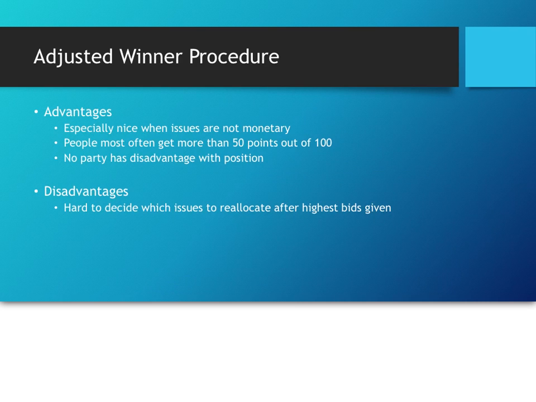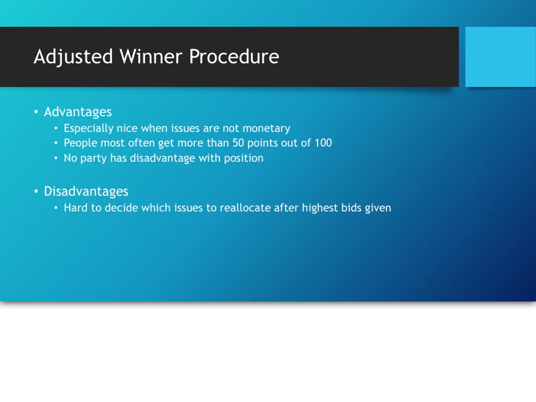Now, the adjusted winner procedure has a lot of advantages. First off, it's very nice when we're talking about non-monetary issues, because giving somebody 100 points, you've put a value on that issue. You've put a point value. Okay?